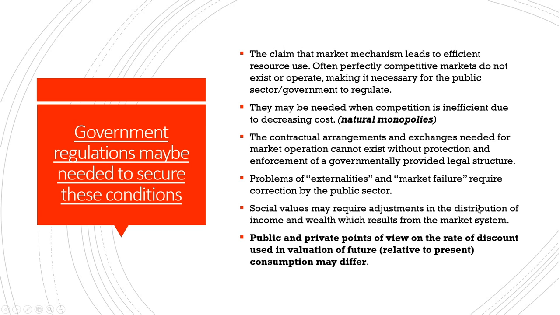What are these conditions? There is a claim that market mechanism leads to efficient resource use, and often perfectly competitive markets actually do not exist or operate, and therefore it makes it necessary for the public sector or governments to regulate. We have seen in the case of economics of health that there may be different kinds of information asymmetries, adverse selection or moral hazard, which may require government intervention to a large extent. Also, information losses or imperfect competition in the market may lead to a situation where goods and services may not reach the sections of the population that desire them the most. And therefore, the claim that market mechanism leads to efficient resource use may not be accurate, and it has to be complemented by some kind of government intervention.